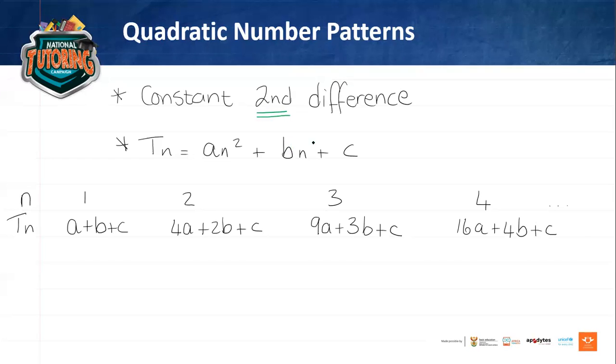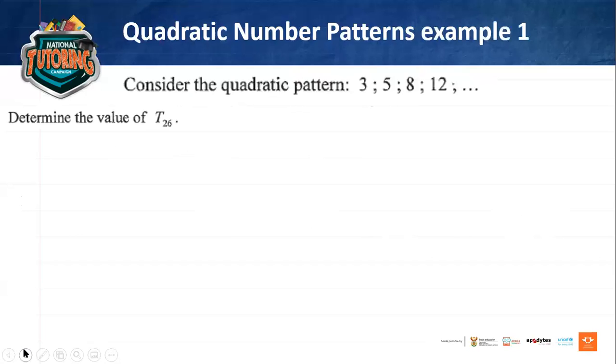So their first difference isn't constant, but if we find the difference between the differences, we find it's constant. And your general form is an squared plus bn plus c, which should look familiar, since that's what we get for quadratic equations. The quadratic formula looks like this, and they're all related. I'm just going to jump to an example to show you the second difference.